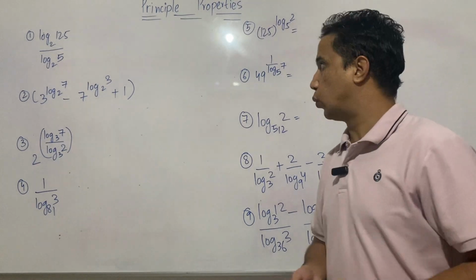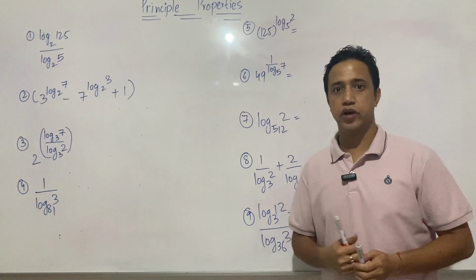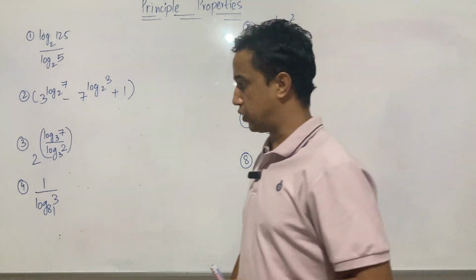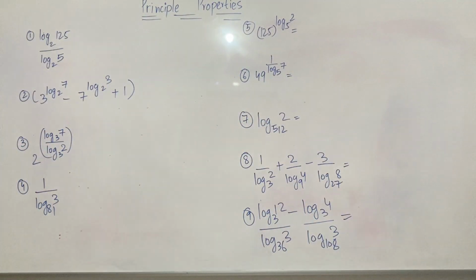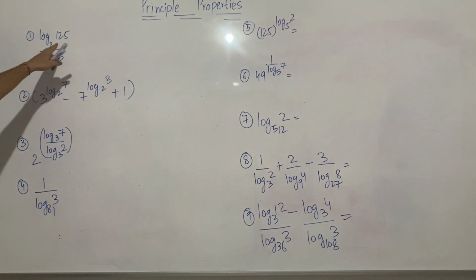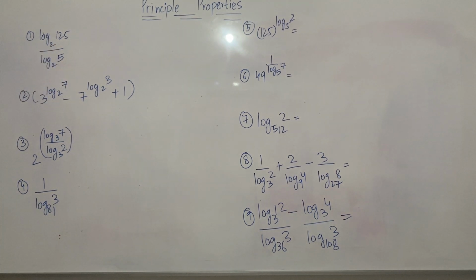All right, so we'll see some questions related to the properties, okay? So let's go to question number one. It says log of 125 to the base 2 divided by log of 5 to the base 2, okay?